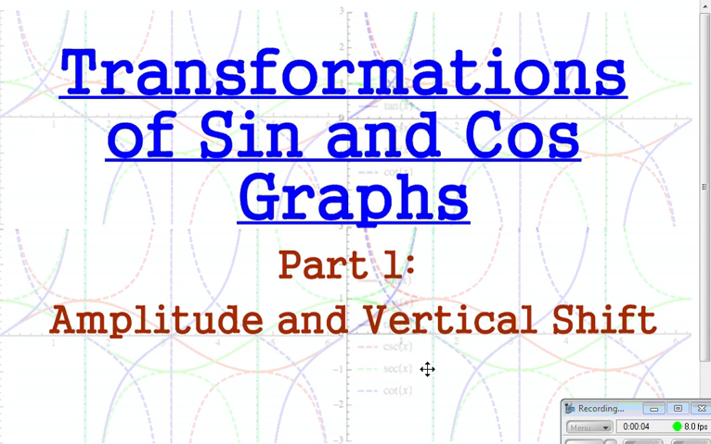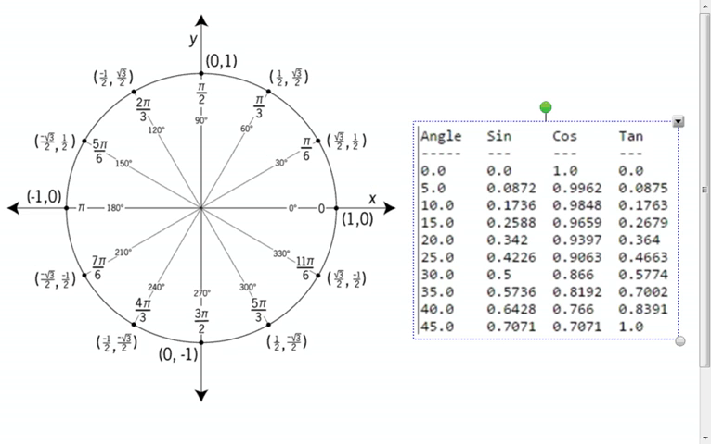This time we're talking about the transformations of the sine and cosine waves, their graphs. Particularly in this video, we're talking about the amplitude and the vertical shift. So just switching things in the y direction.